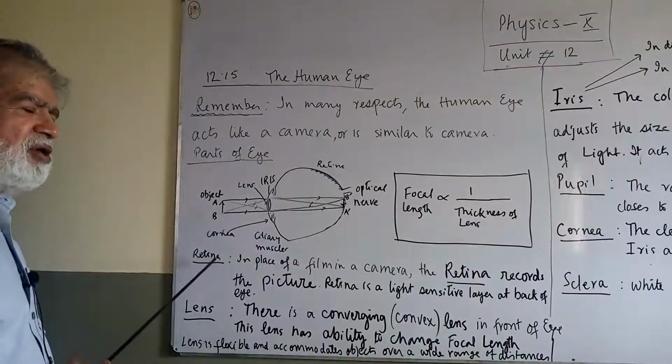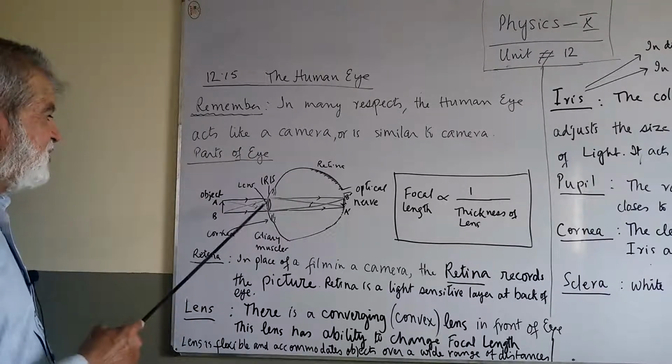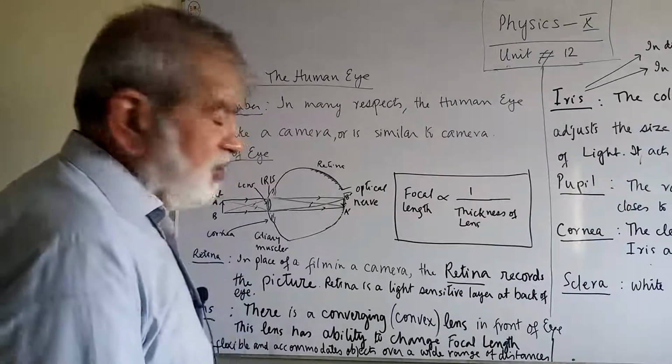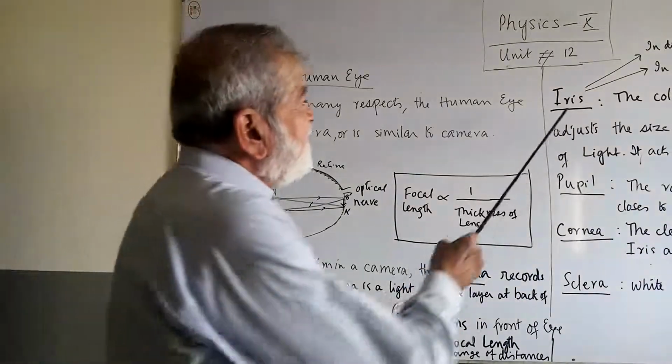So first we talked about the retina, which is at the back. Then we talked about the lens, which is in front. This is the lens. And then we talked about that the thickness is inversely proportional to the focal length. The third part is the iris.